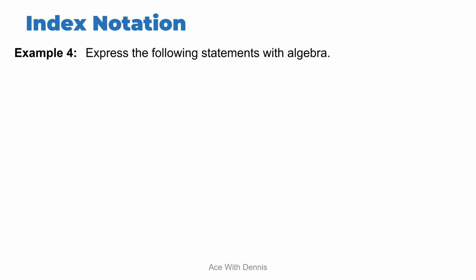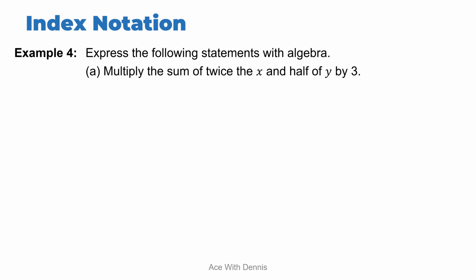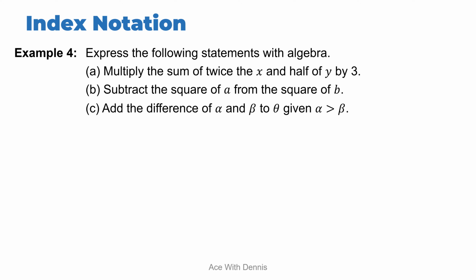Example 4. Express the following statements with algebra. A. Multiply the sum of twice the x and half of y by 3. B. Subtract the square of A from the square of B. C. Add the difference of alpha and beta to theta, given alpha is greater than beta. D. Divide the product of P and Q by the cube of R.